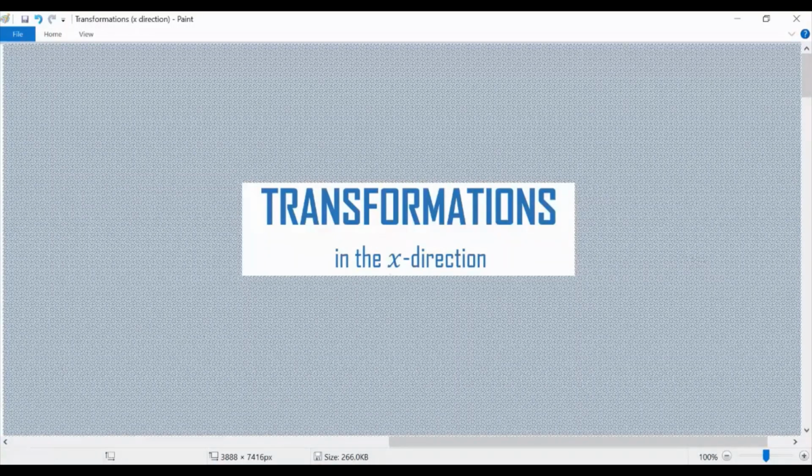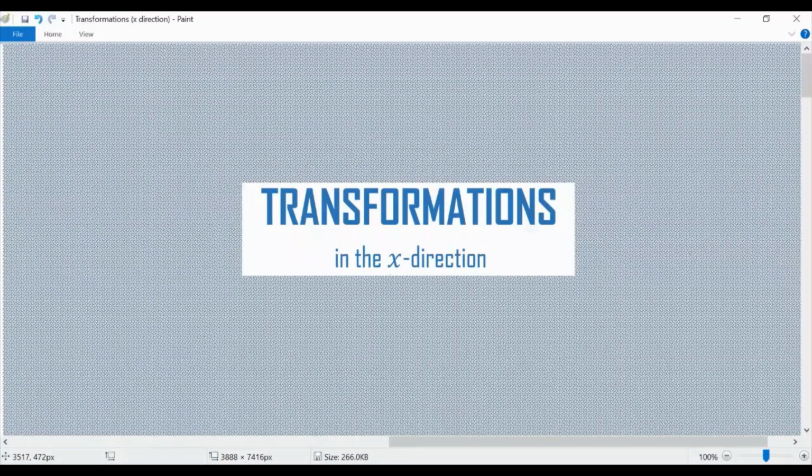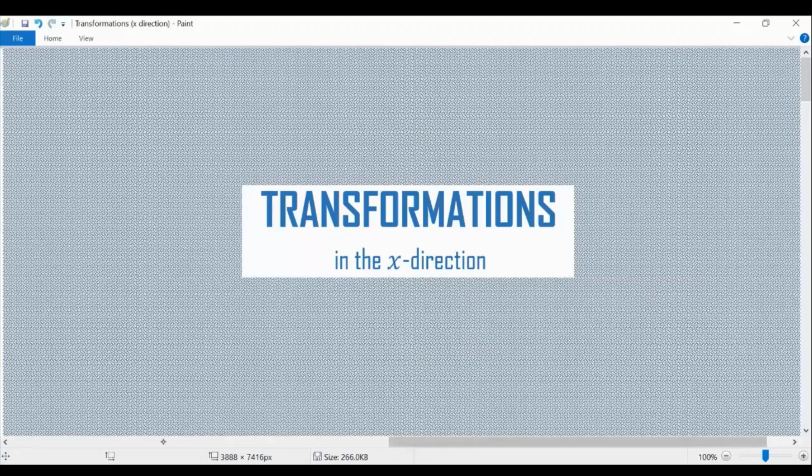Today we're looking at transformations in the X direction specifically. We're going to be looking at the three main transformation types of translations, stretches, and reflections. I'm sure there'll be timestamps in the video description so you can skip to any of them if there's a particular one you want to look at. So, heading straight into it.